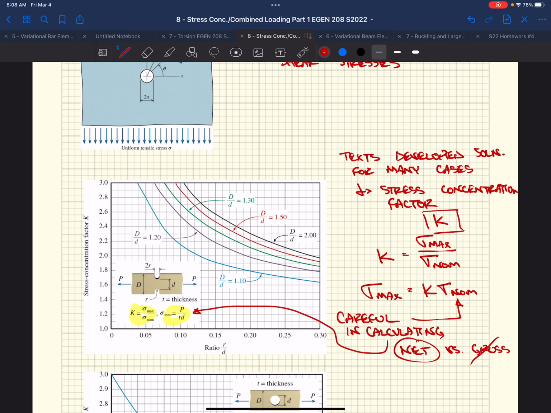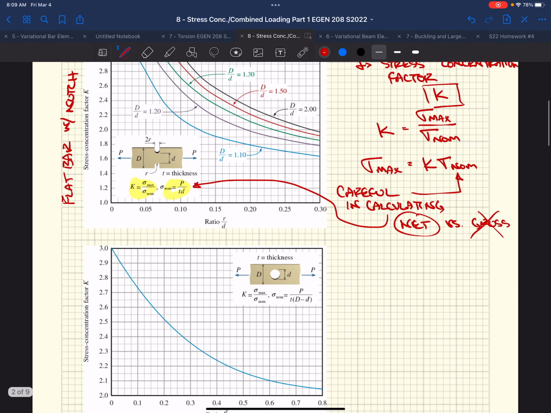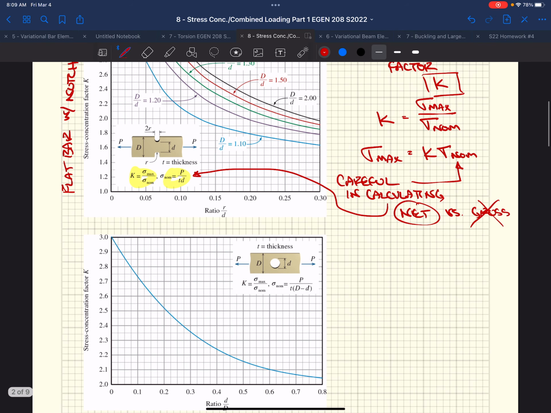All right, and in our case, for our text, it's calibrated for the net section, the smaller section of our discontinuity, right? You'll see with the holes, same thing. It's going to be calculating it based on the, right, so this is a flat bar with a notch. Now when we look at the next one, this is a flat bar with a hole.